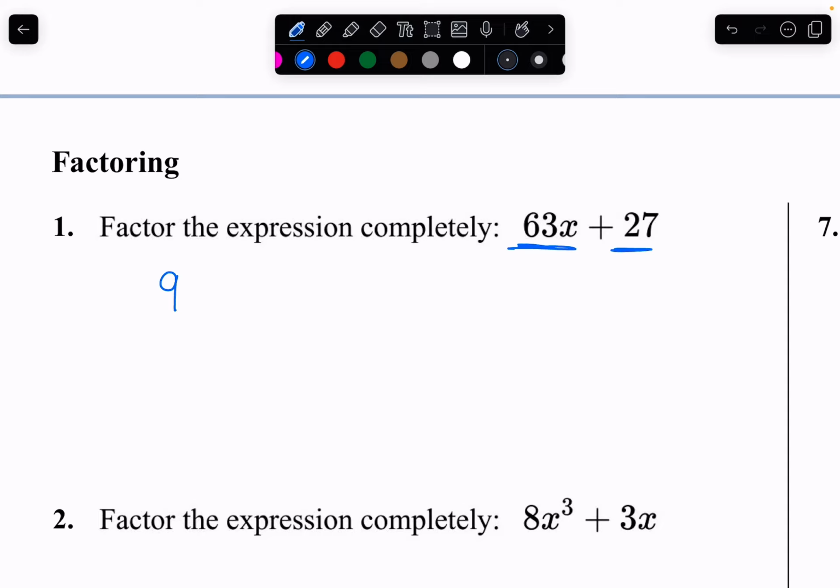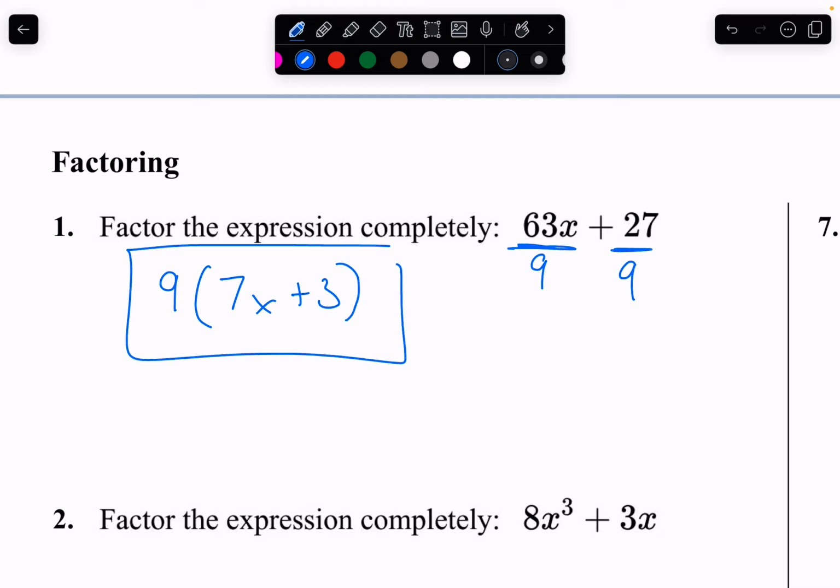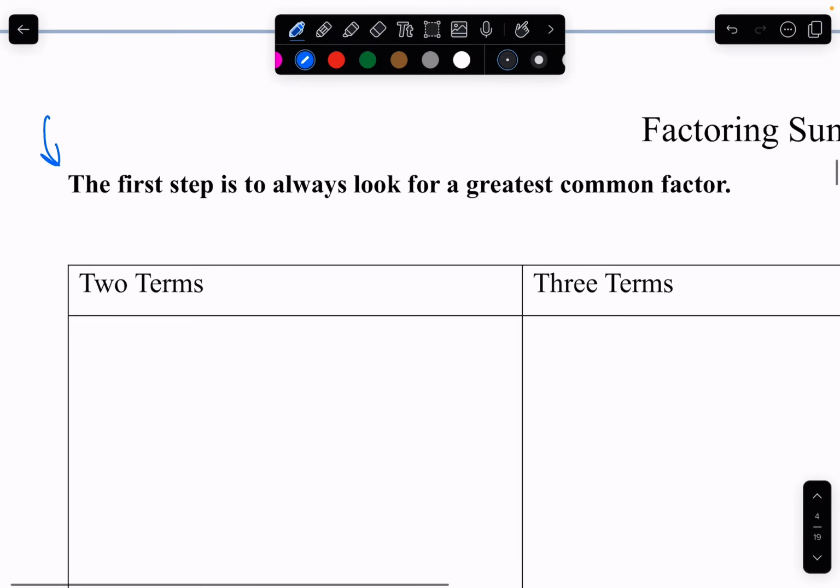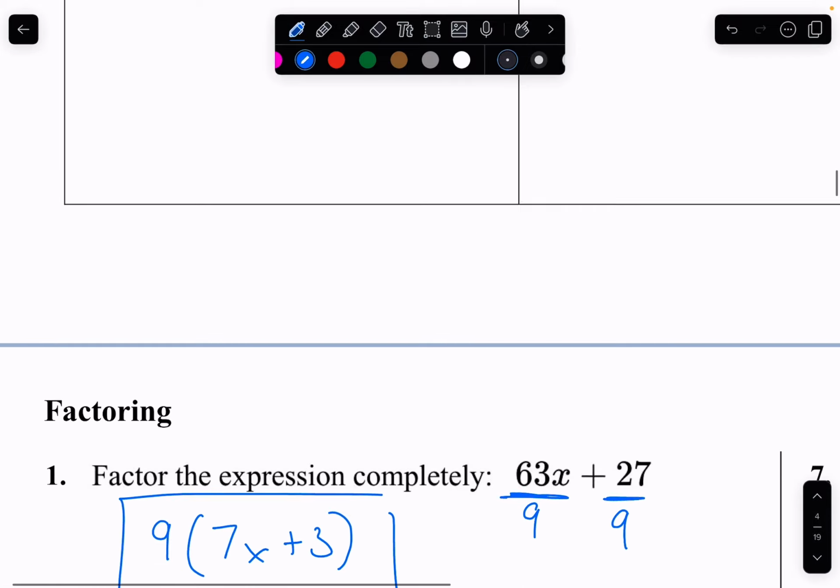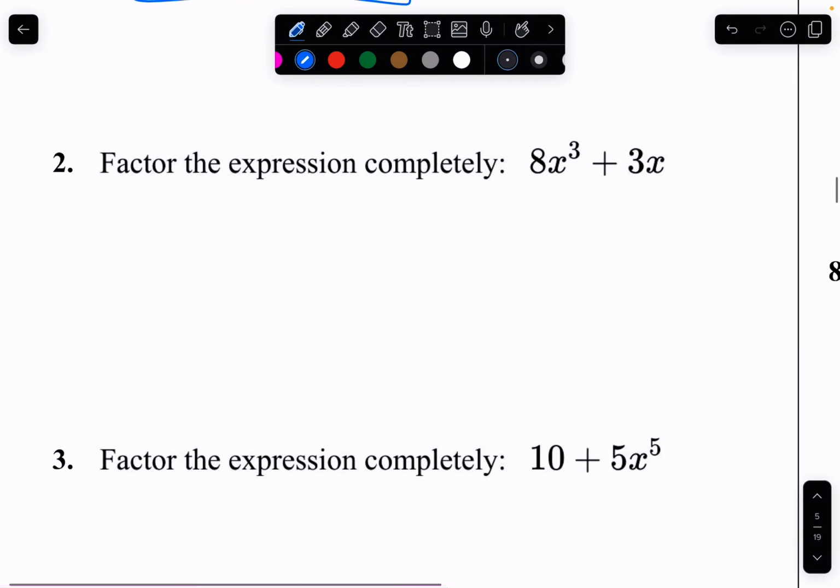Whenever you pull out a GCF, you have to divide everything by that GCF. So we end up with 7x, and then 27 divided by 9 is 3. So our answer here would be 9 times (7x plus 3). We'll put this up here on our little chart so we have an example of taking out a GCF. If we have 63x plus 27, that would give us 9(7x plus 3).